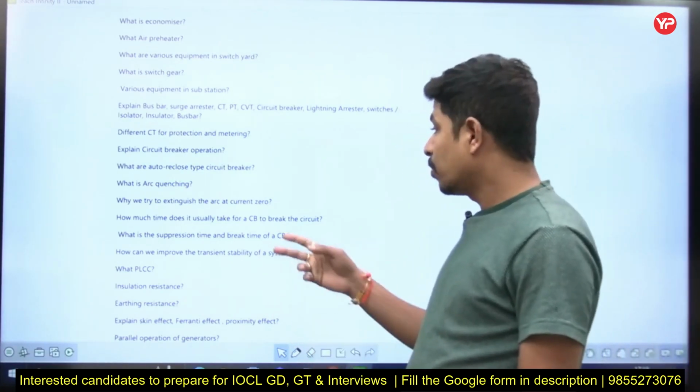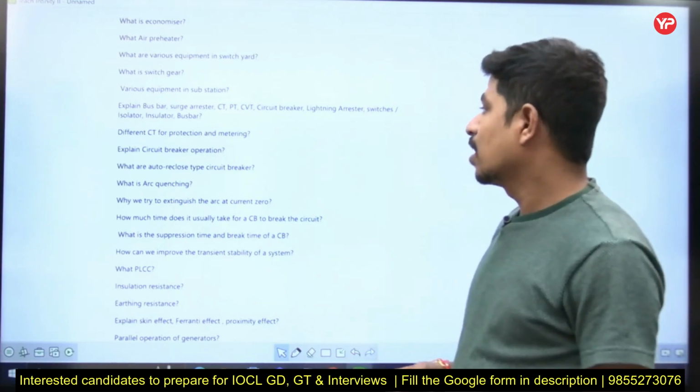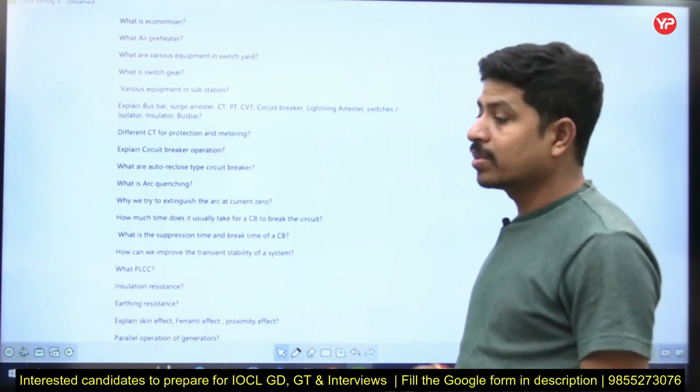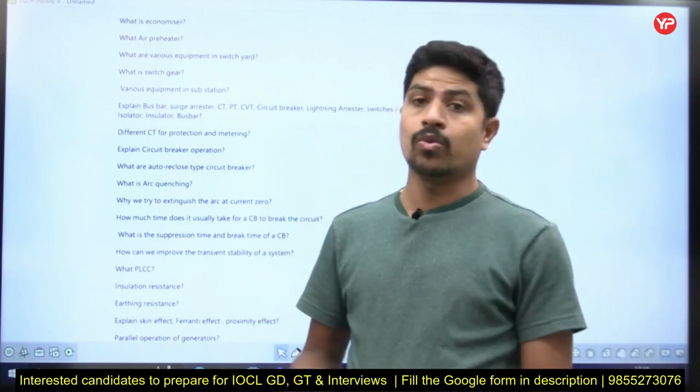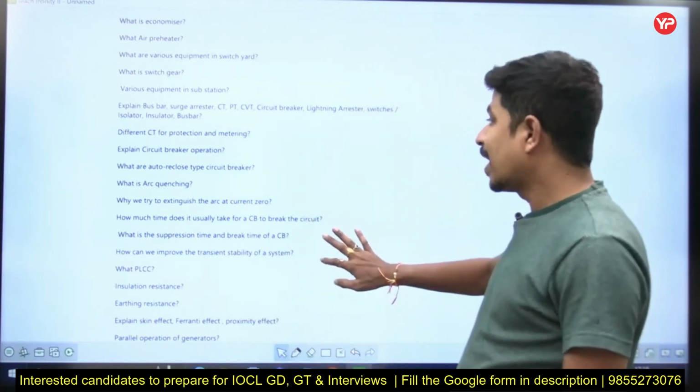Next, explain about circuit breaker operation. Next question is what are auto reclose type of circuit breakers? There are two types of circuit breakers, manual reclose and auto reclose. Okay. Next, what is arc quenching?